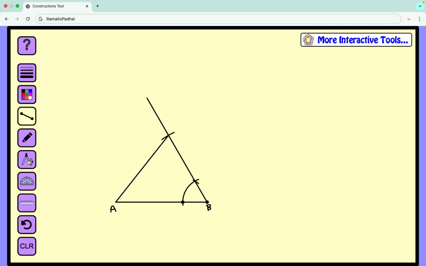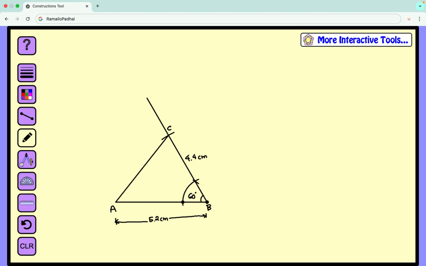Now we will join A and C. So this is C. This is 5.2 centimeter, this is 4.4 centimeter, and this is 60 degree.